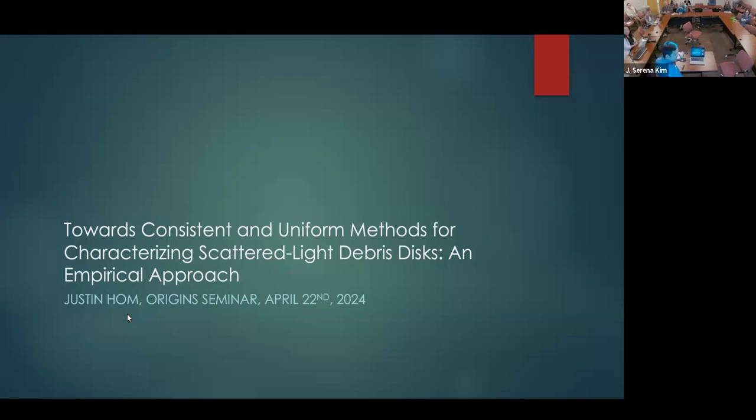So I'm excited to talk about a lot of work that I did during my PhD that I just received last year at ASU. This was something that I spent a lot of time trying to rack my head on, figuring out what are some good ways to actually characterize high contrast image scattered light debris disk systems. And you'll see why this was such a topic of frustration for me for the past couple of years throughout this talk.